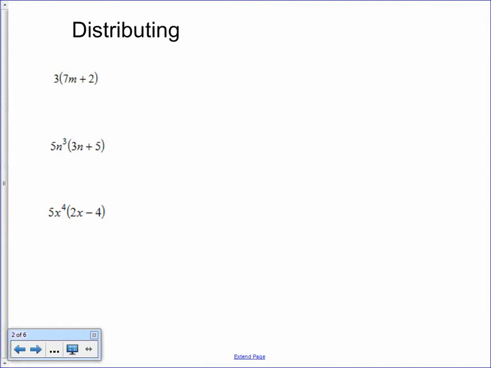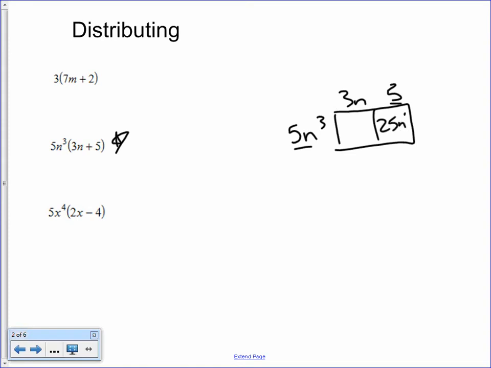So just another way of thinking about the problems. I had a little mess up when I was explaining the box method on the second one. Of course you have that 5n to the third, and then you have the 3n and the 5. I made the mistake of saying that this one times this is 5n cubed, when it should be 25n to the third. It's okay, I made a little mess up, but that's what it's supposed to be.